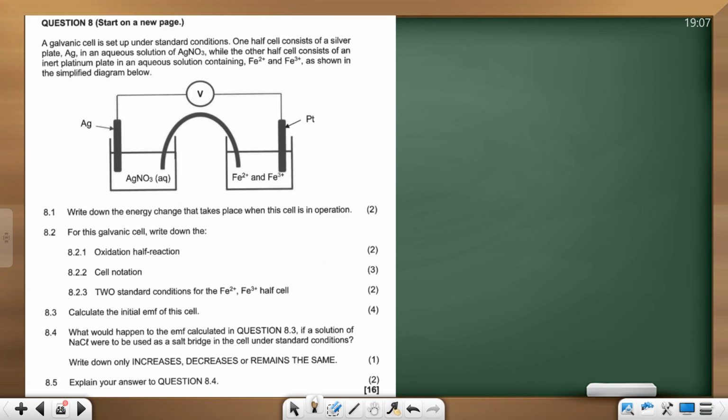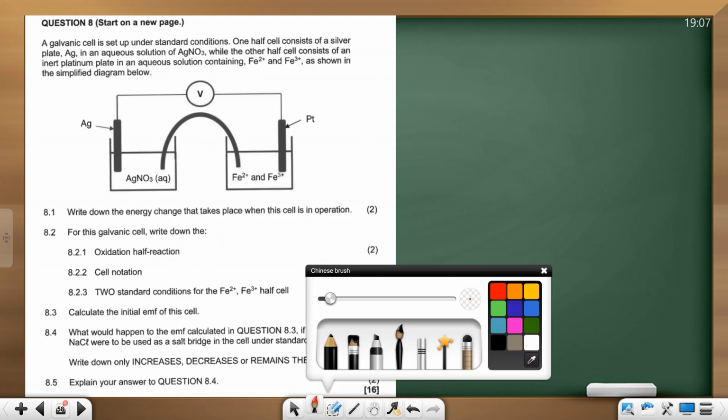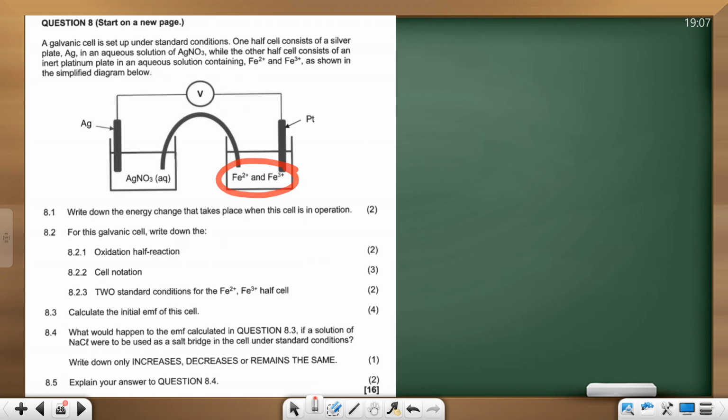Why and when? Lovely. So you can see there, what do I have here? A mixture of ions. That's why I have what? Platinum. All right, write down the energy conversion that takes place. What type of cell is this? It's a galvanic cell. We are producing, it's a battery. So we are producing what? Electricity. So what's your answer?